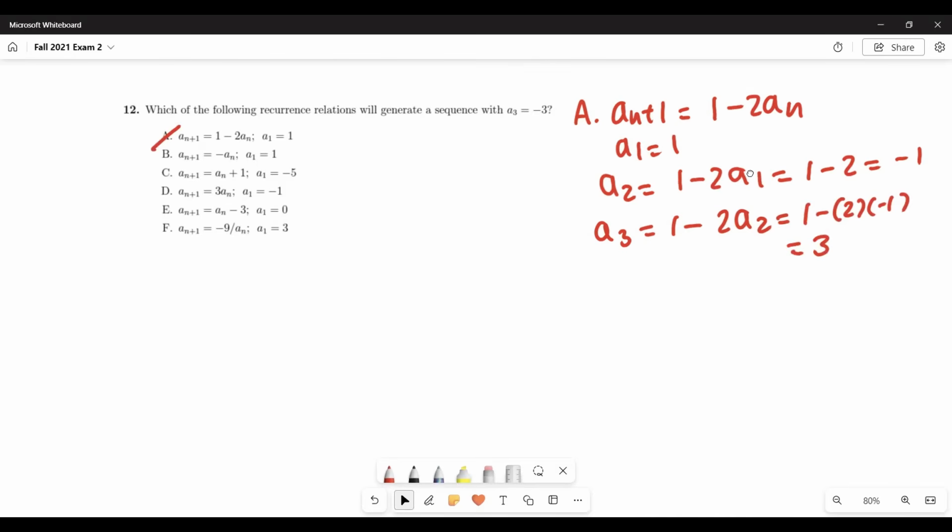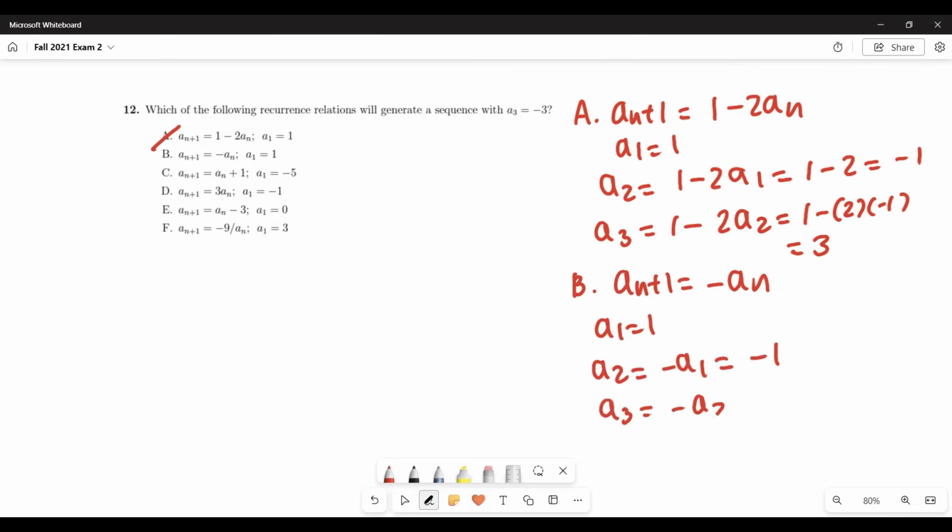is not right. B. a(n+1) is equal to negative a(n), and a1 is 1. A2 is negative a1, which is negative 1. A3 is negative a2, which is 1, which is not negative 3.